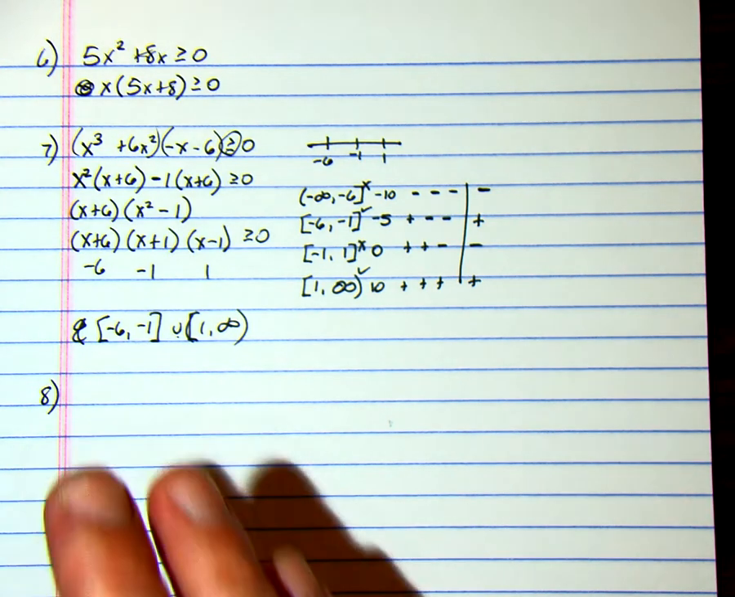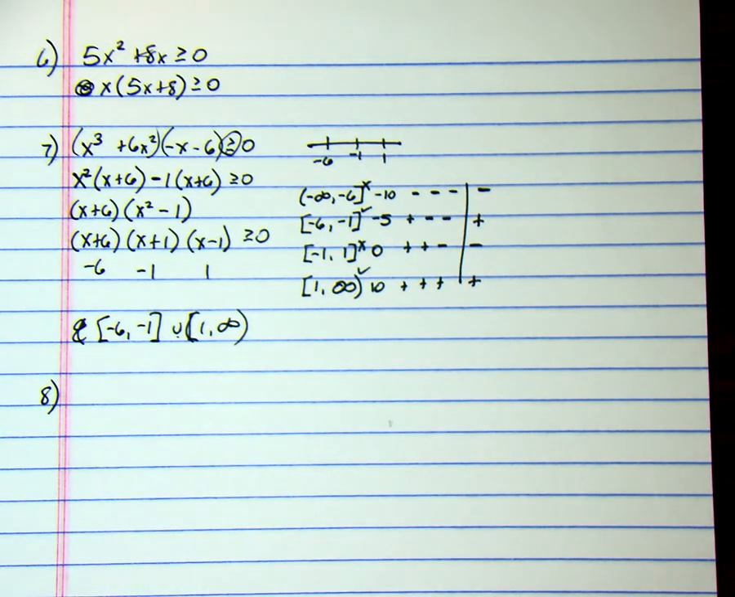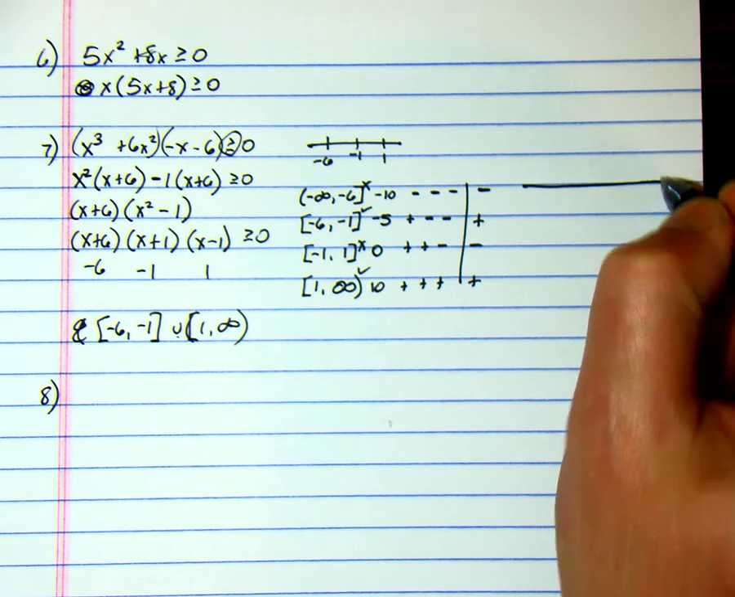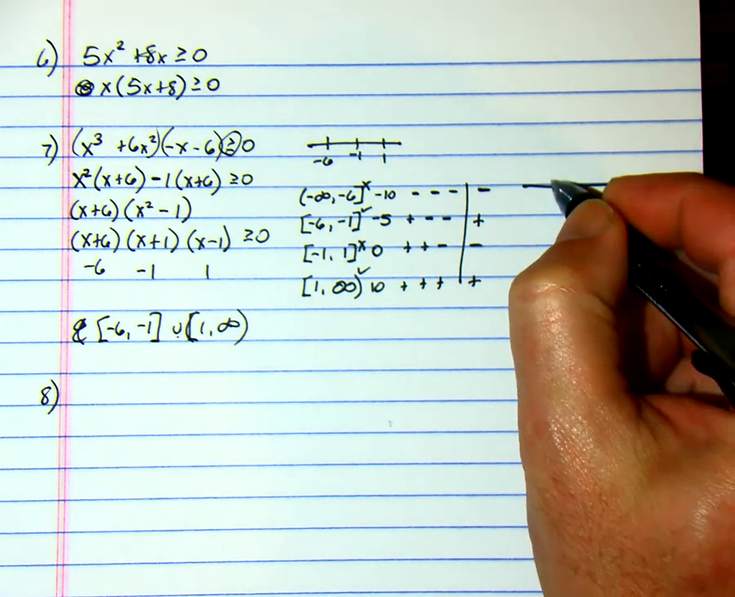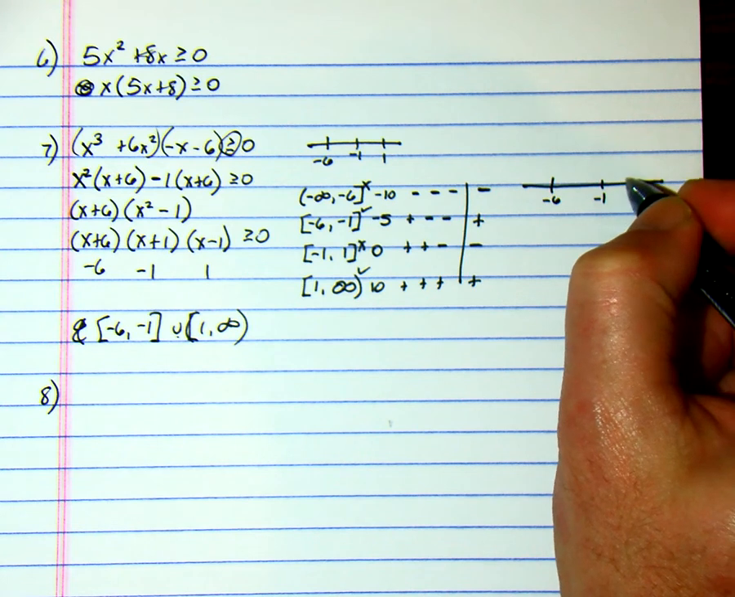Now let's roll back and look at the other method to do this, because 8 jumps us into a rational one, and I don't want to do the rational because, well, I'll do it both ways when I get there. But here we go. Let's look at a different way to do this. We'll go back and do a couple more. But we decided we had critical values at negative 6, at negative 1, and 1.